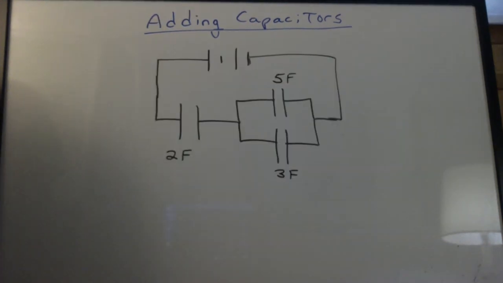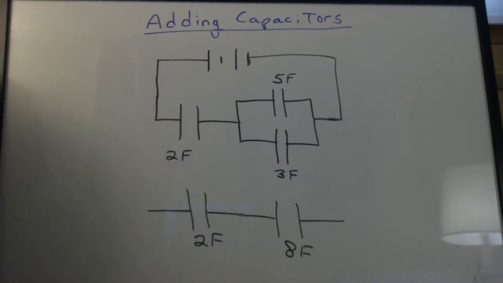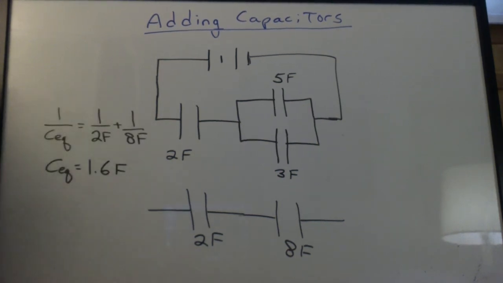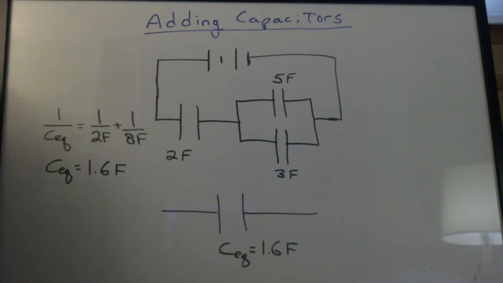Now let's say we have a circuit that's compound. How would you add up all these capacitors and replace them with one? First, you're going to take a look at the parallel capacitors. You can just add them up. Now these series capacitors, you'd have to use the inverse relationship. And we get an equivalent capacitance of 1.6 farads. That means all of this could be replaced with just one capacitor.